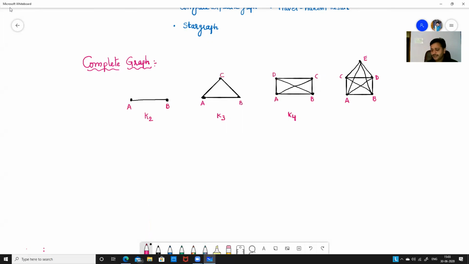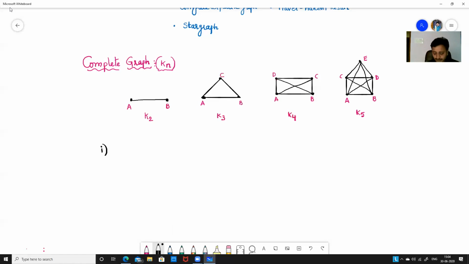In general, a complete graph with n vertices is denoted by Kn. Then the first important property you should remember: a simple graph has the maximum number of edges only if it is a complete graph.